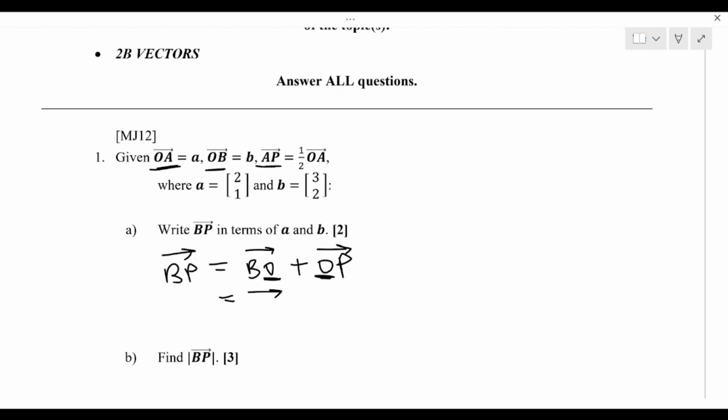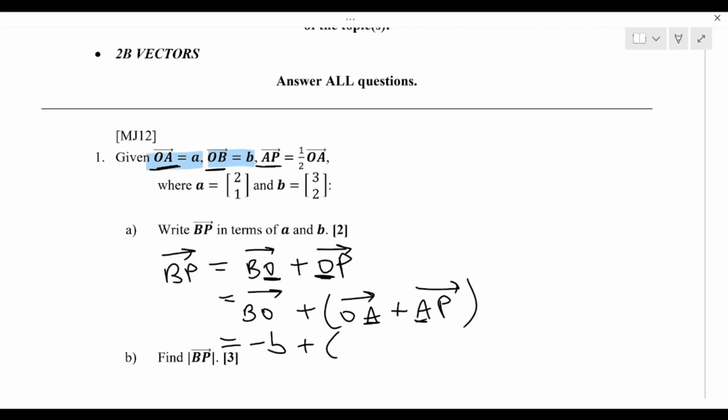So BP is equal to BO plus OP. But OP is also O plus some unknown value plus the same value P. We're now able to complete this because we can use OA and AP. We know that BO is the negative of OB and OB is equal to B. Therefore, the negative of B is equal to negative B plus OA, which is equal to A, plus AP, which is equal to half of OA.